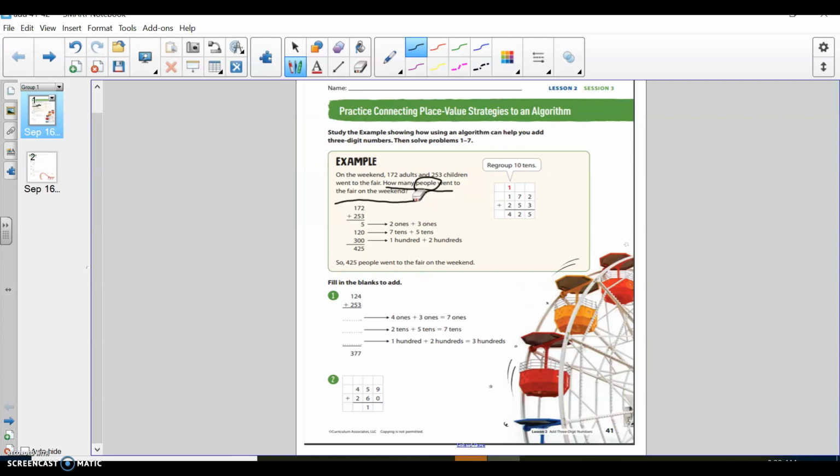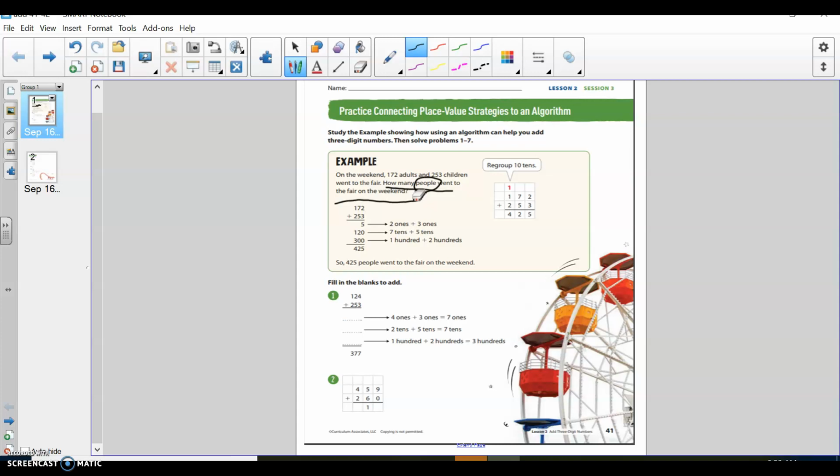Now we can look at the next example, the algorithm. Once again, I start in my ones place. 3 ones plus 2 ones is equal to 5 ones. Then I move on to my tens place. 7 tens plus 5 tens is equal to 12 tens. I have more than 10 in one place value. I know when this happens, I have to regroup.